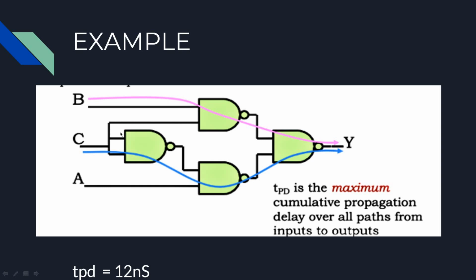The propagation delay of each NAND gate is 4 nanoseconds. So 4 plus 4 plus 4 is 12 nanoseconds. So the propagation delay of this circuit is 12 nanoseconds. Whereas the pink line you can see here is the contamination delay. It is 4 plus 4, 8 nanoseconds.